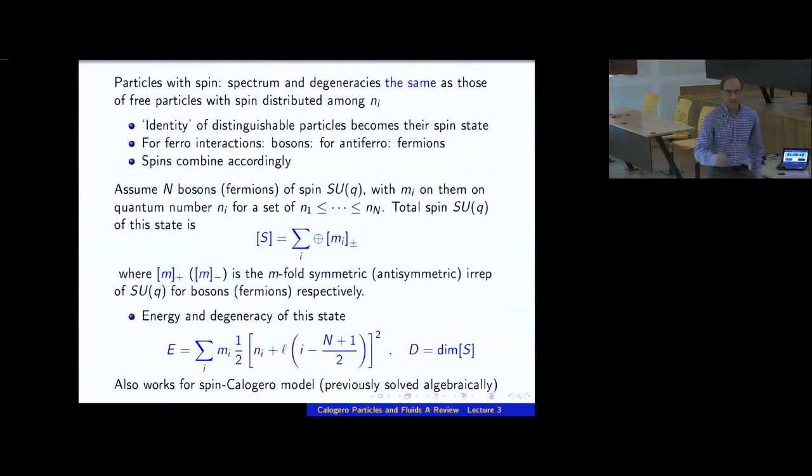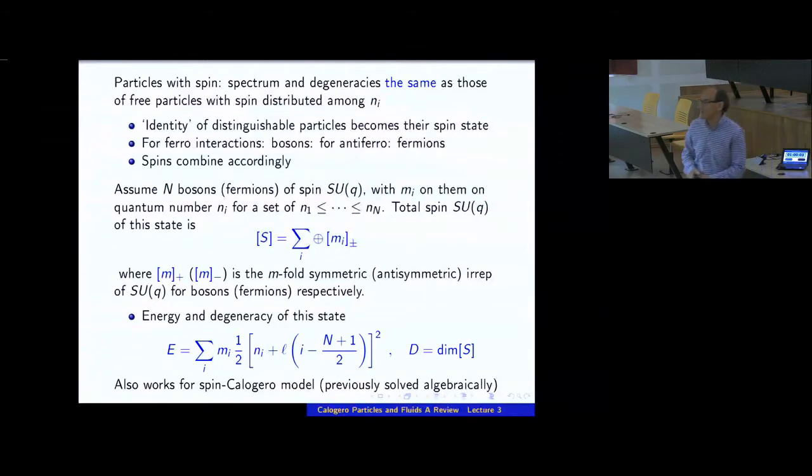So let's focus our attention on the model where the particles are in the ferromagnetic domain. That means they are bosons, and they have an SU(q) spin. And we want to find the energy eigenstates of that spin-Calogero model and its eigenvalues. What you do is that you solve the free model, you renormalize the energies, and here renormalization, for the harmonic model, simply means adding a ground state energy that is proportional to n squared. And then you distribute your particles in this single particle energy level.